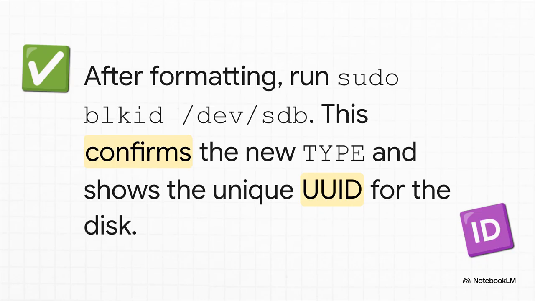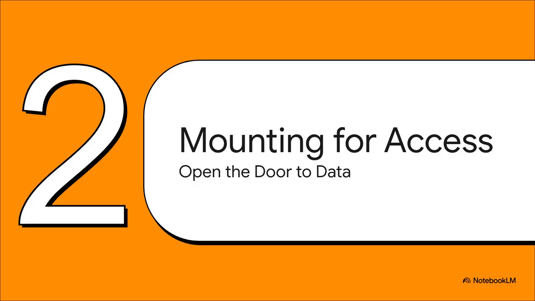You know, a great habit in system administration is to verify your work right away. Act, then verify. So after running that format command, we can use blkid. This command goes out, asks the disk for its ID, and confirms its new identity. You'll see it gives us a unique ID, the UUID, and that its type is now ext2. Perfect.